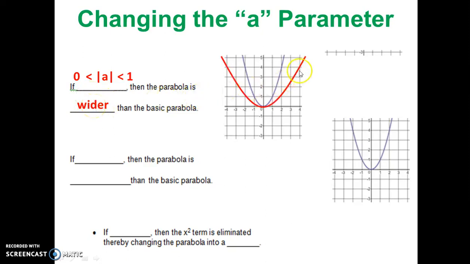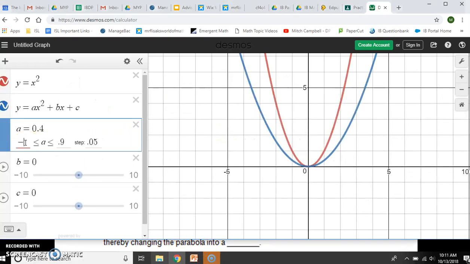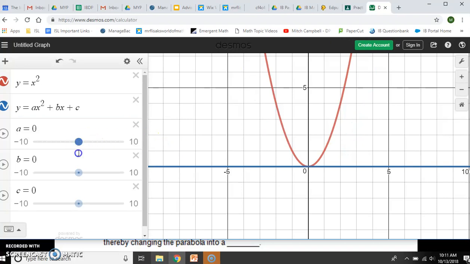So I'm going to draw an example here. When a is between 0 and 1, it is wider. Right, let's look at now, what if the absolute value of a is greater than 1? In this case, we're looking for a values that are bigger than 1 on the positive and negative side. So now, change these again. -10 and 10. All right, let's slide that.